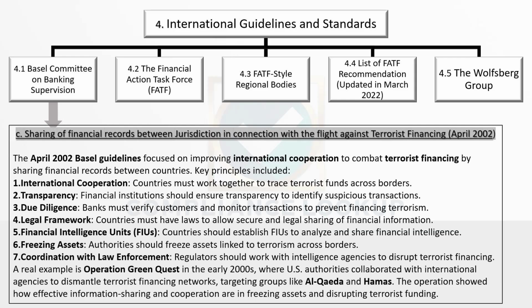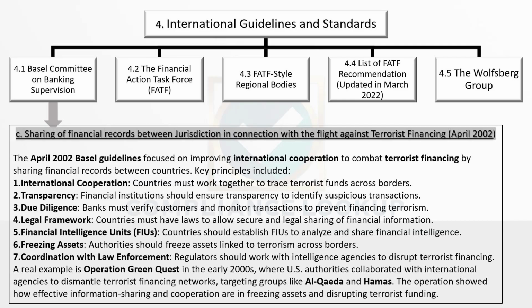Real world example: Operation Green Quest. One of the most significant real world examples of international financial information sharing in the fight against terrorist financing was Operation Green Quest. This operation, led by the US Treasury Department, involved multiple international law enforcement agencies and financial regulators, and it targeted the financial infrastructure of groups linked to terrorism, such as Hamas, Al Qaeda, and the Taliban.